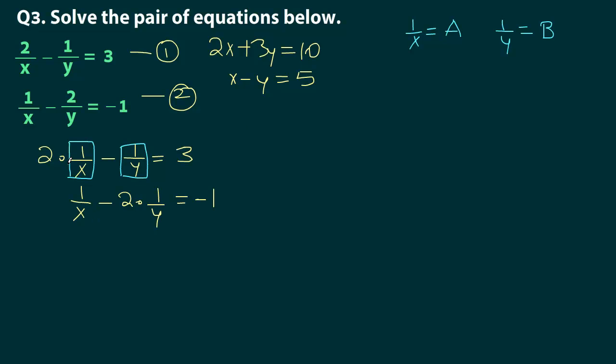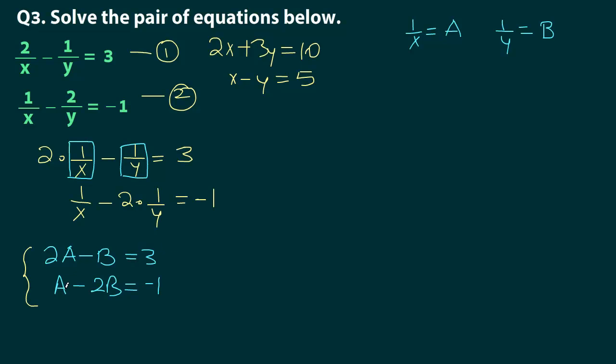Now our equation 1 becomes 2 times a minus b, because 1 by y is b, equals 3. And this will become a minus 2b equals minus 1. Now, see what happened. We effectively changed our equations whereby our variable was in the denominator. Now we have two different variables. a and b are not the same as x and y. But nonetheless, right now we have two equations and two variables which are all in the numerator, which we can solve.